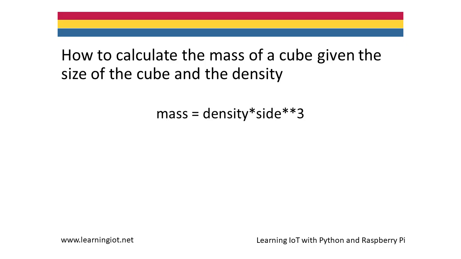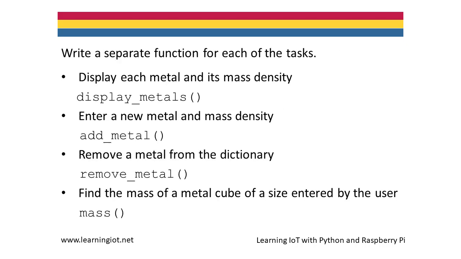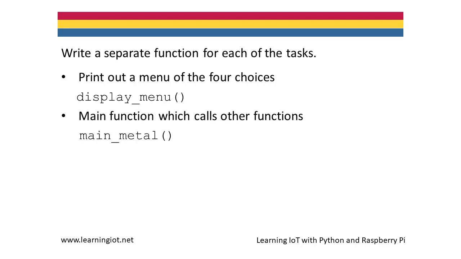Mass is equal to density times side of the cube cubed. In order to make this program more manageable, we'll place each task into its own function: display_metals, add_metal, remove_metal, and mass. We'll also write a function named display_menu, which prints out a menu of the 4 choices, and a main function named main_metal, from which the other functions are called.